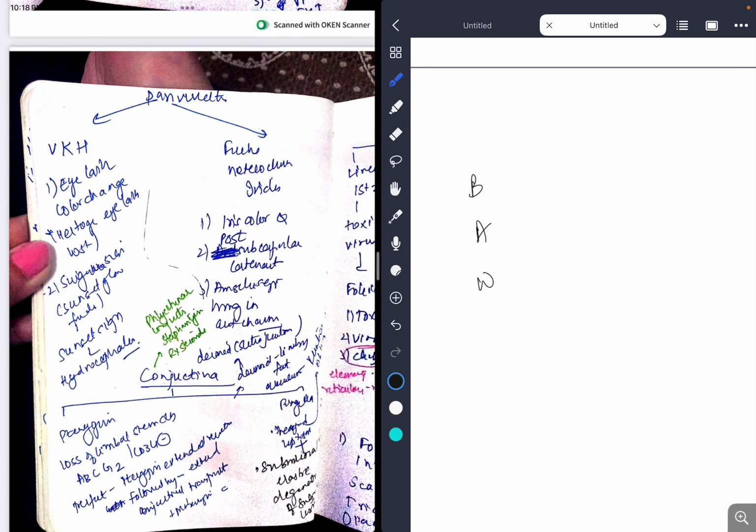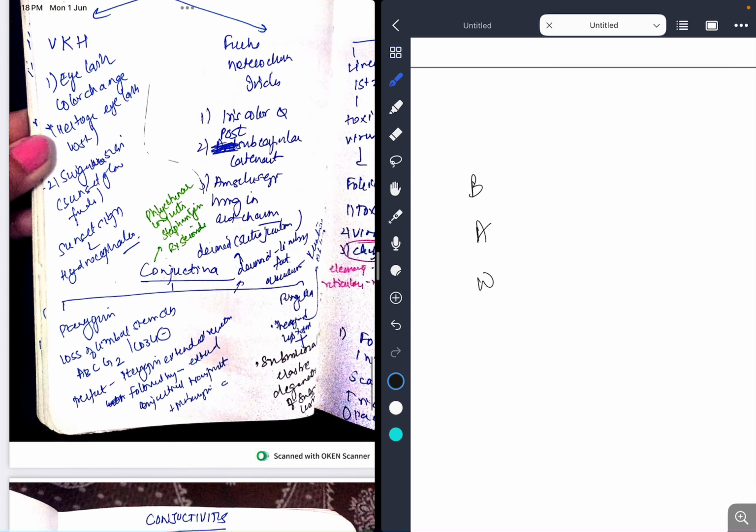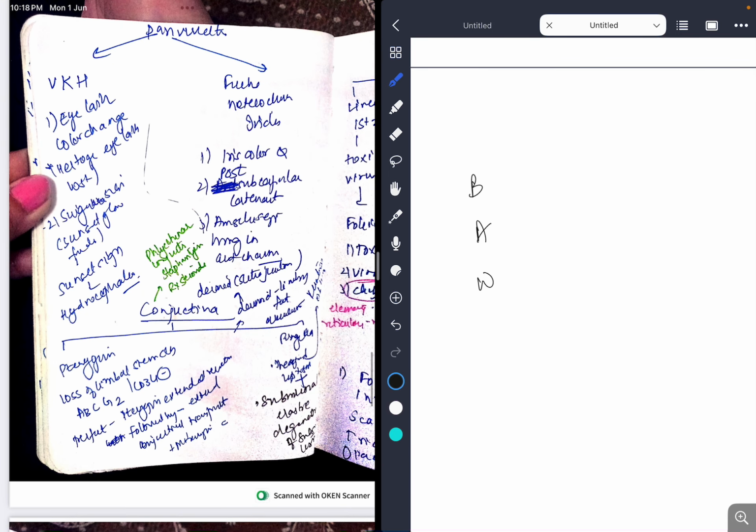Now there are sorts of panuveitis. Panuveitis you see in VKH and Fuchs heterochromic iridocyclitis. In VKH, how I remembered this was that there would be eyelash color change. Do you remember that there would be eyelash loss in thyroid, Hertoge sign? We have studied that. Then there will be Sugiura sign, which is sunset glow fundus. Morning glory fundus happens in another disease, you will tell me, but Sugiura sign is sunset glow fundus. And sunset sign you have also studied in hydrocephalus.